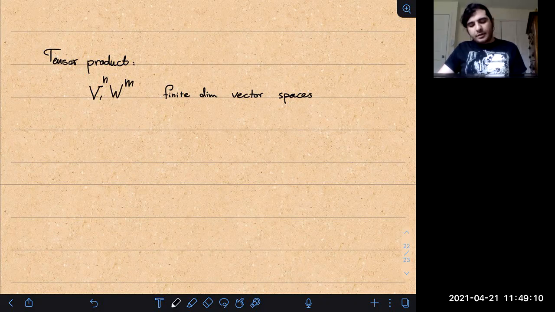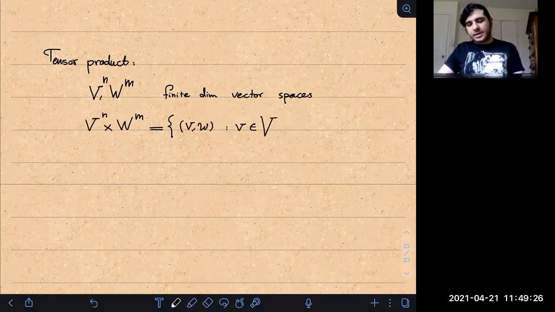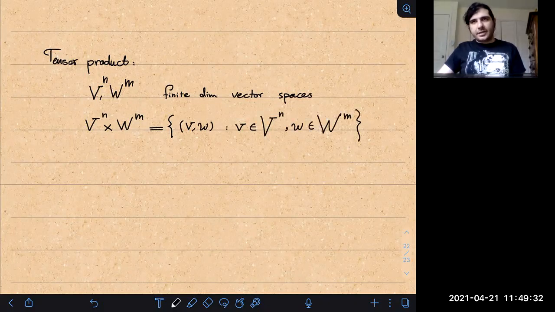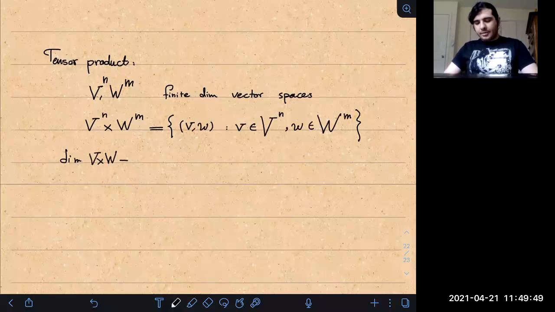We have the product of these two vector spaces, which you are familiar with. This is just the pairs of elements like V and W, where the first vector is inside the first vector space, or n-dimensional vector space, and the second vector is in the second vector space we have here, right? And the point is that the dimension of this vector space, V times W, is the sum of the dimensions, right?